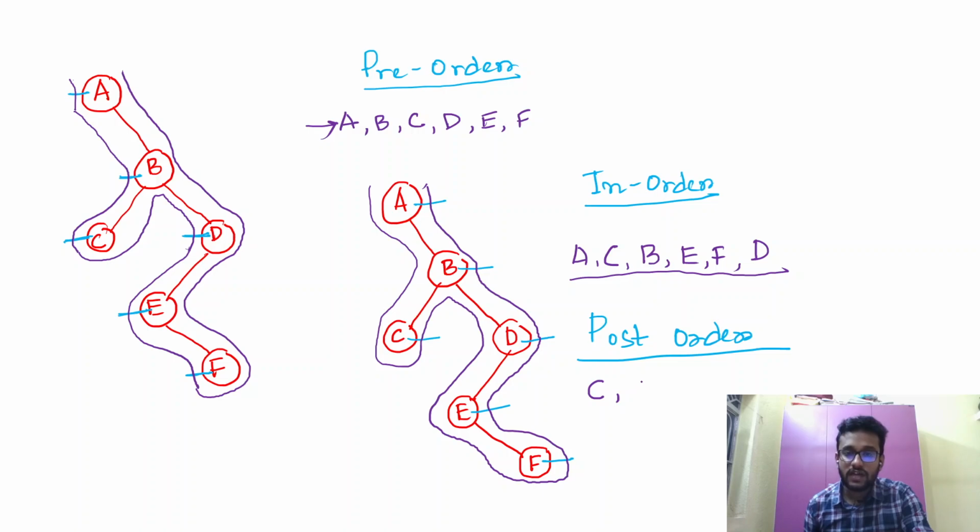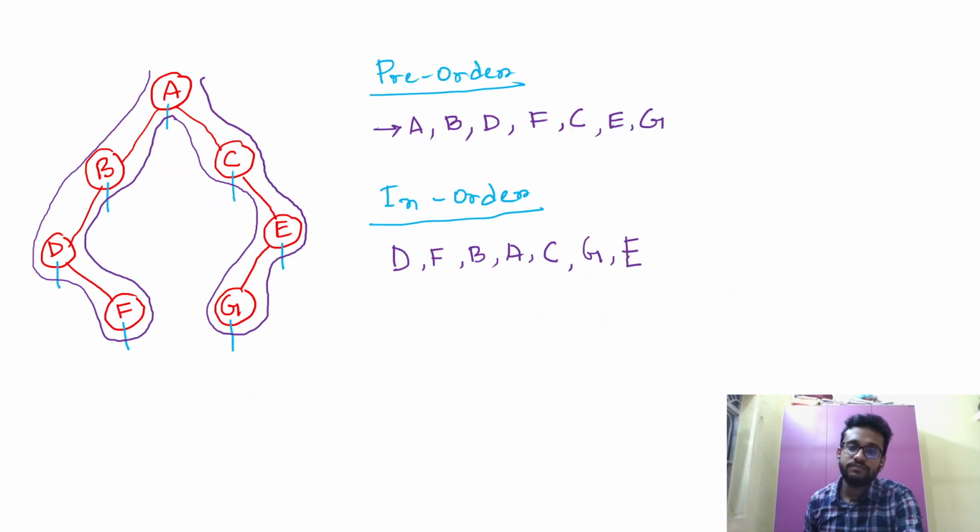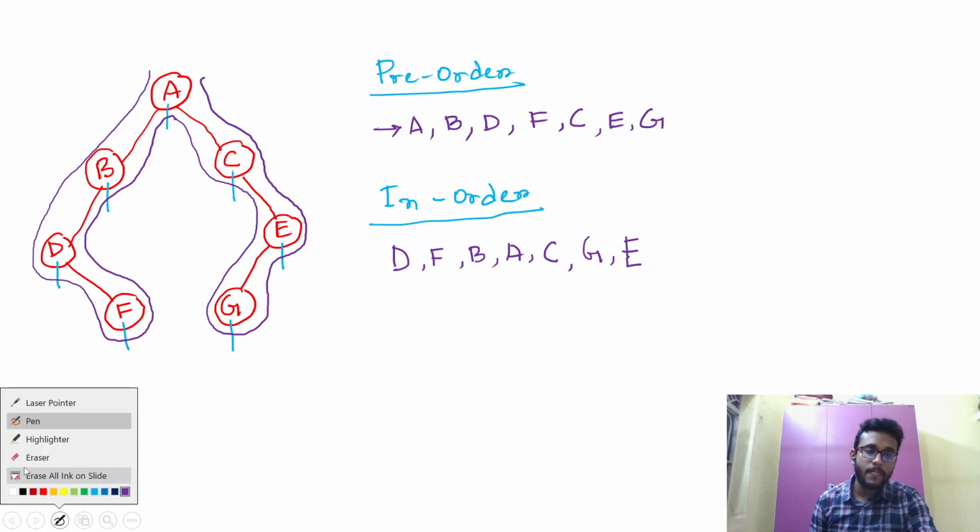Then after F, E, D, B, and the A. This is the post order. Now apply it for the second other two trees. Okay. Let me remove it first.